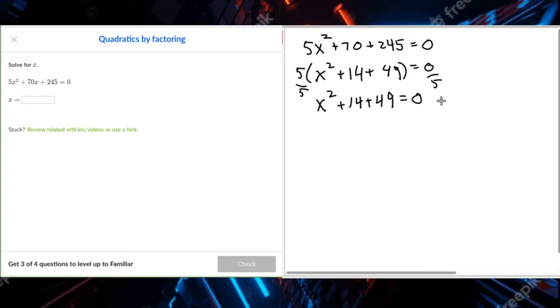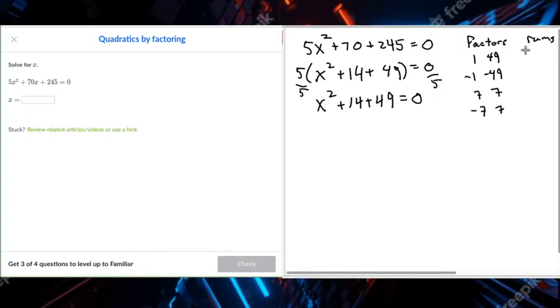Okay? Maybe I won't do this: here are the factors and here are the sums. But I'm going to keep doing this so that you guys feel comfortable. We want to find the factors of 49. So we've got 1 and 49. Negative 1 times negative 49 is 49. 7 times 7 is 49. Negative 7 times negative 7 is 49.